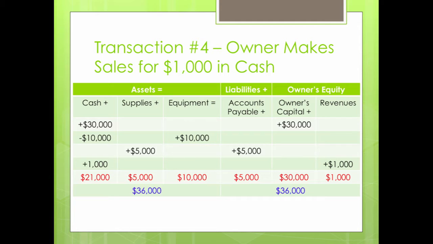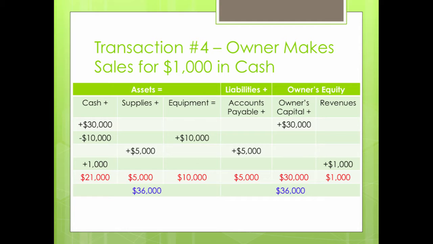So moving on to transaction 4, the owner makes sales for $1,000 in cash. I'm not going to go through each of the questions now. Now I'm really going to explain to you the bulk of how you should be evaluating these events and how you should be identifying which accounts are being affected. So the owner makes sales for $1,000 in cash.